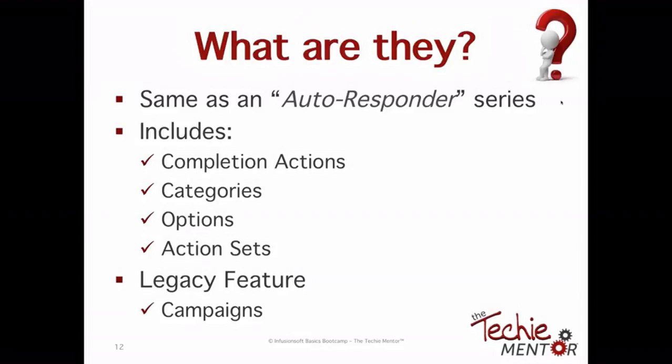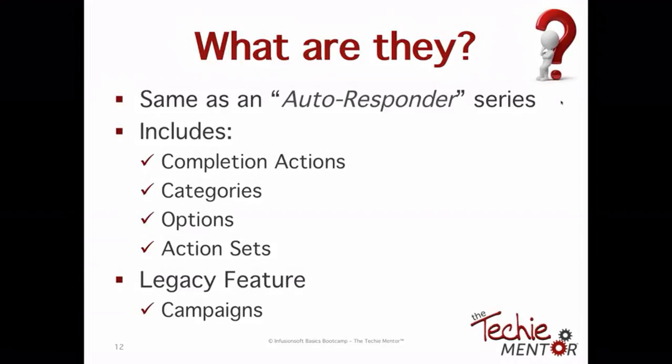Okay. So these are all, remember, talking about the automation pieces of Infusionsoft. A follow-up sequence includes the following things, what are called completion actions, which can be an action set or something similar. So there's a lot of different actions that you can take. They also include categories, and the categories are normally set up by the people who implement Infusionsoft. So those categories are user-defined or they're Infusionsoft defined as well. You have different options that you can choose. And again, you can set up action sets, and your action sets, remember, can chain to additional action sets.